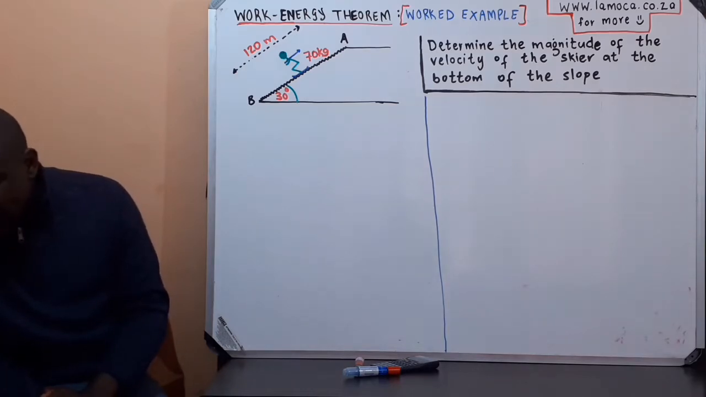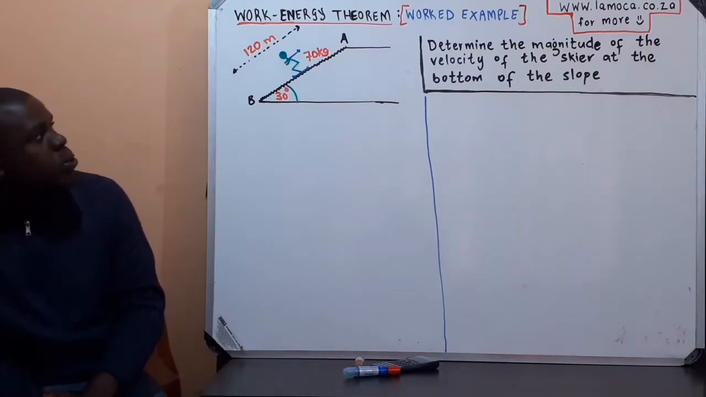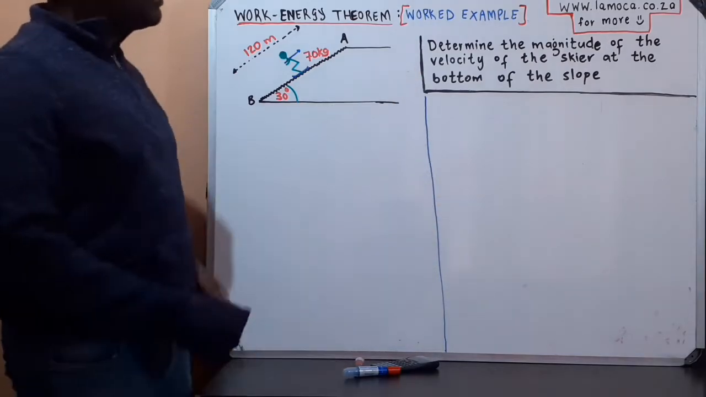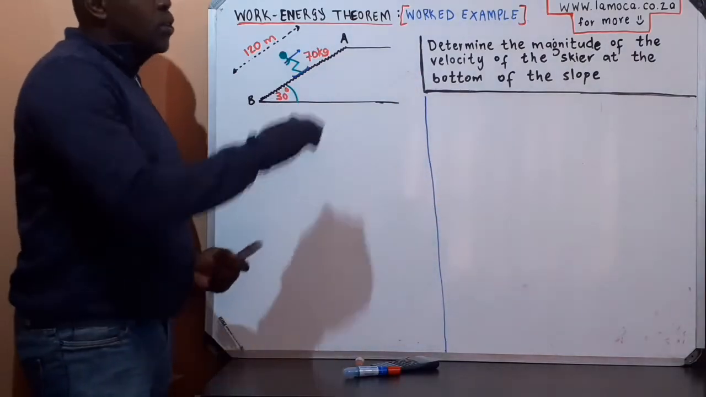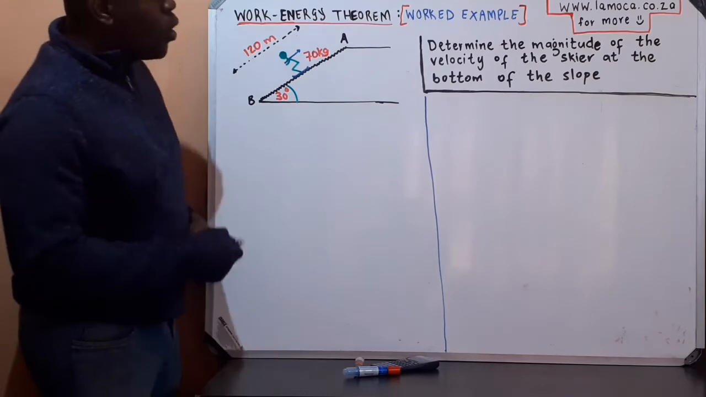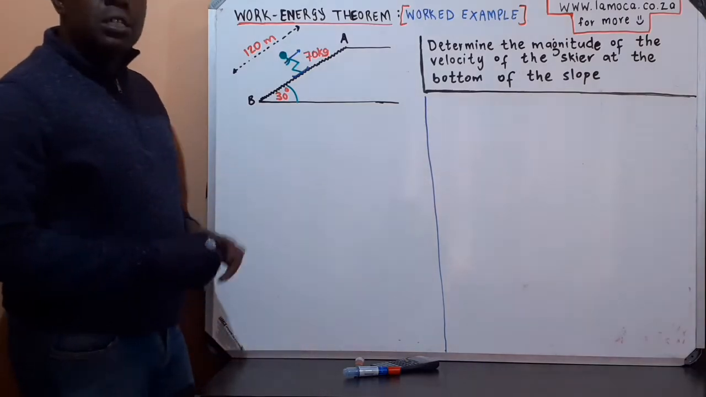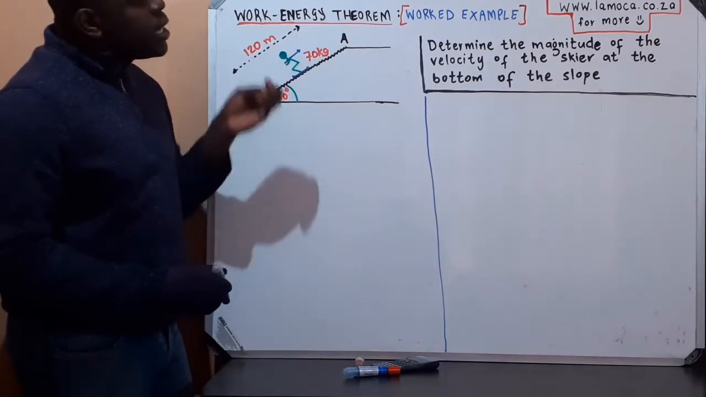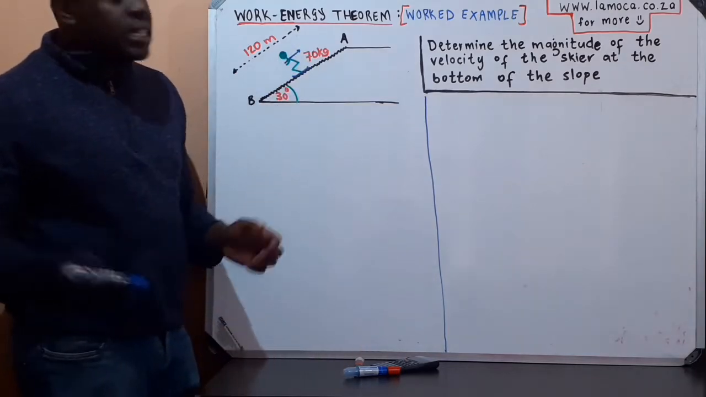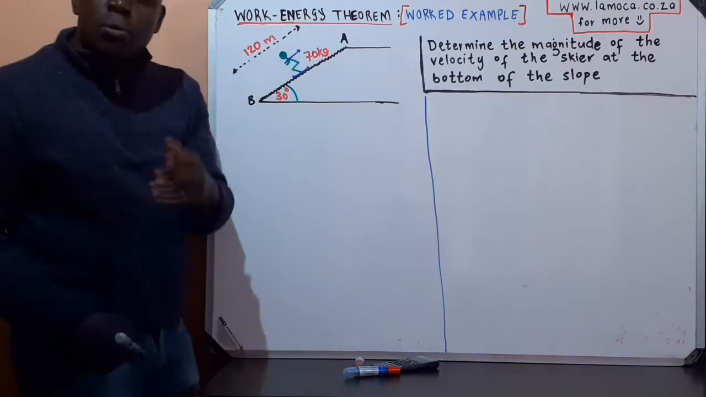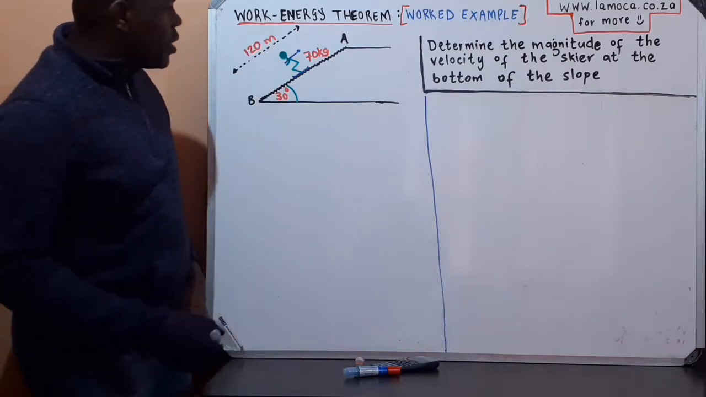The total kinetic frictional force between the skis and the slope was 150 newtons between point A and point B. So we want to determine the magnitude of the velocity of the skier at the bottom of the slope. Very interesting question. Now, we also have to stress this. You can do this question using other techniques of kinematics. However, we are interested in the work energy theorem. We want to solve that using the work energy theorem.